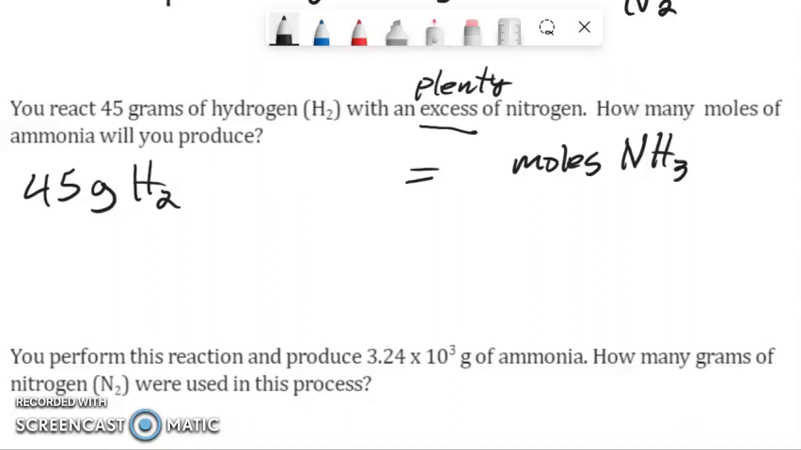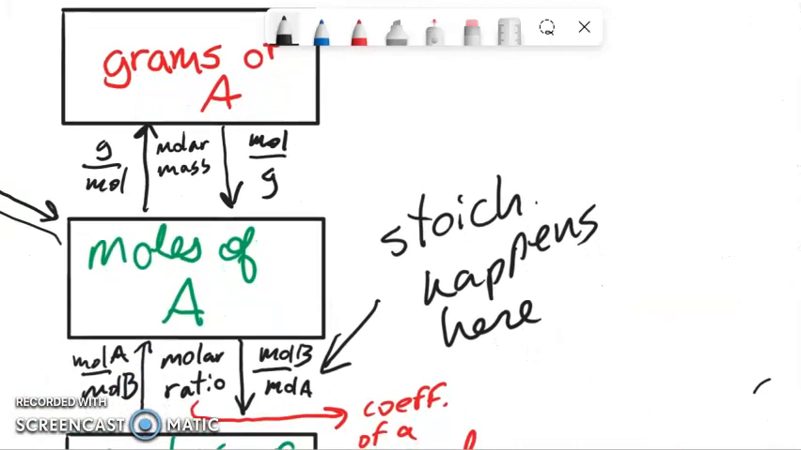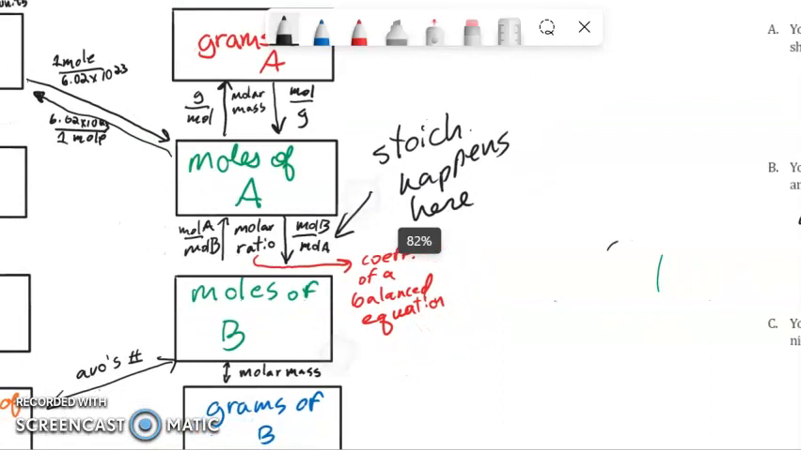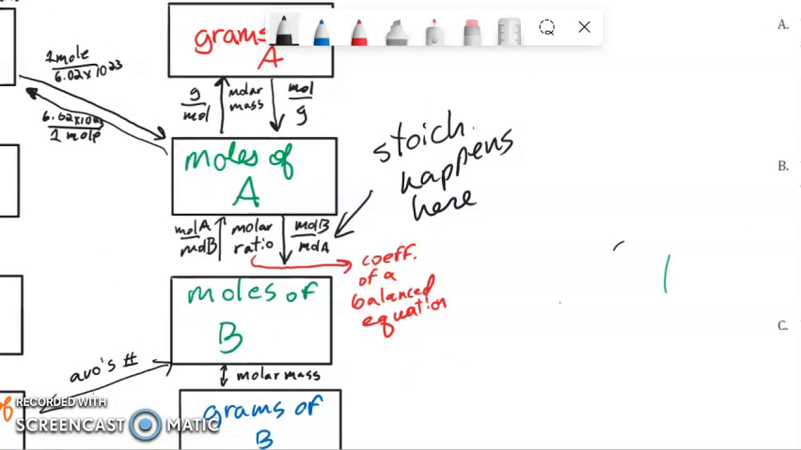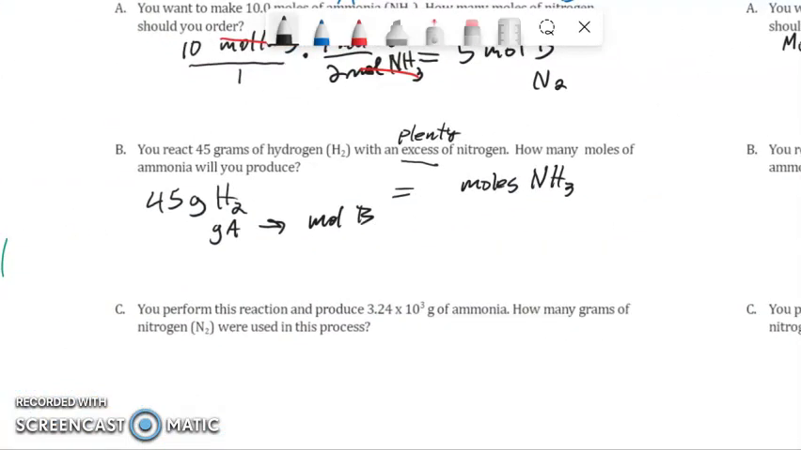So we're starting at grams of A, and we're going to moles of B. So let's see how that looks on our map. Going from grams of A to moles of B, and that means we're going to have to convert from grams of A to moles of A, and from moles of A to moles of B. So we're going to need 2 separate conversion factors, the molar mass of A and the molar ratio.